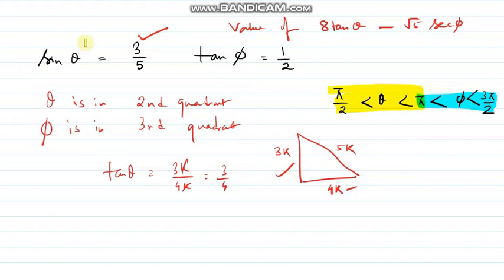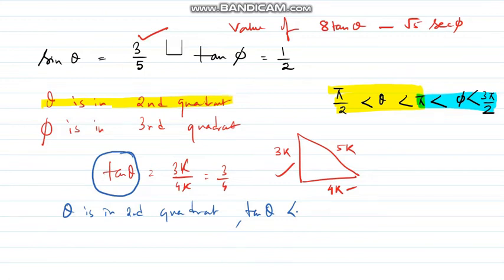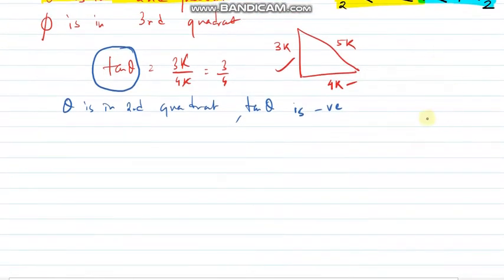But check this line. What is theta? Theta is in second quadrant. So in the second quadrant, what will be the sign of tan theta? In the second quadrant tan theta is negative. So as tan theta is negative, ultimately the value of tan theta will be minus 3 divided by 4, right?